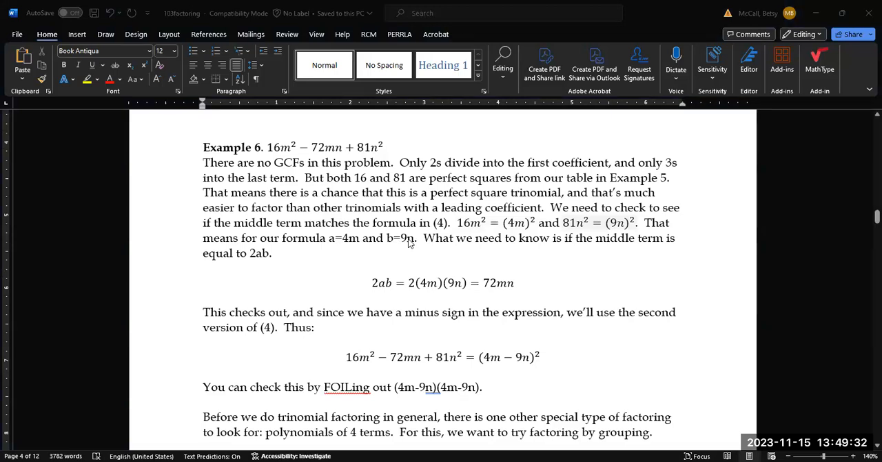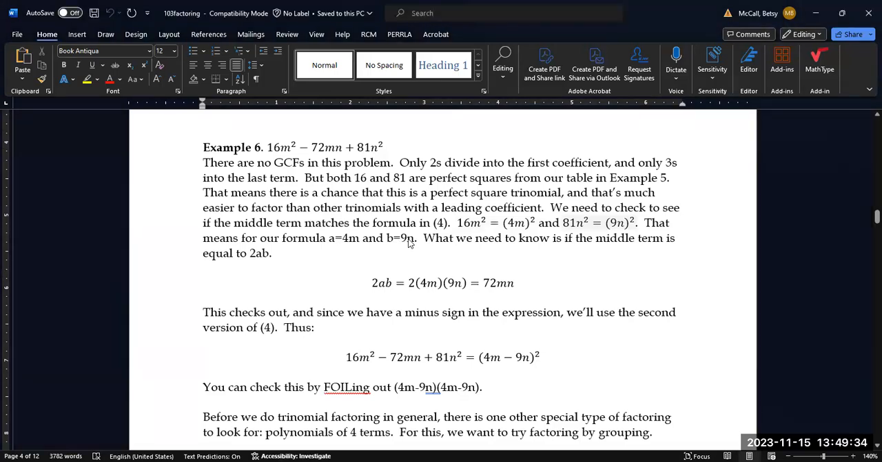But the fact that the ones on the end are correct and they're perfect squares and they match doesn't guarantee that this is a perfect square trinomial. Instead, we have to also check that middle term. And for that middle term, it needs to be equal to 2ab. So we're going to take the a that we determined from our first term in the trinomial, and we're going to take the b that we determined from the third term in the trinomial, and we're going to multiply them by 2 and each other.